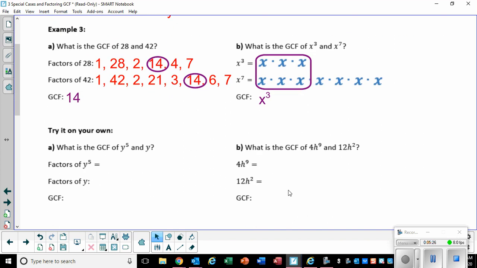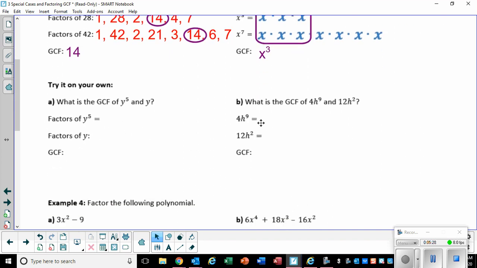Okay, so now you guys are going to try these two on your own. B is a combo of both, so you're going to go ahead and try that. Okay, you've got to do both parts, the numbers and the variable, and then combine them to create your GCF.